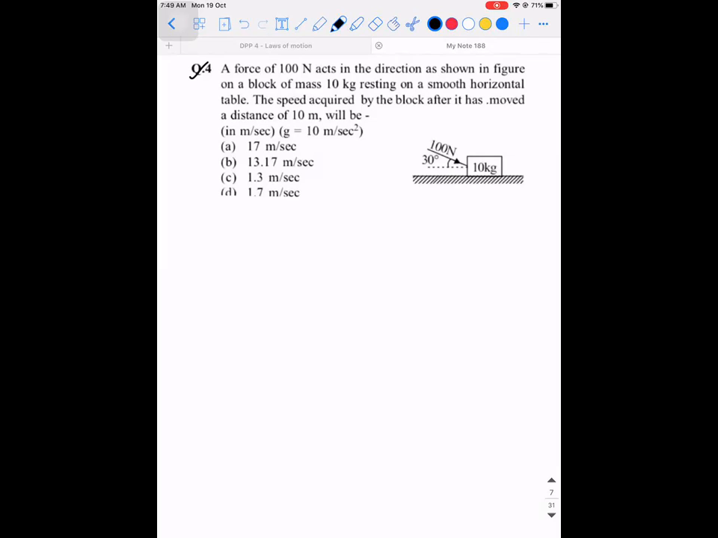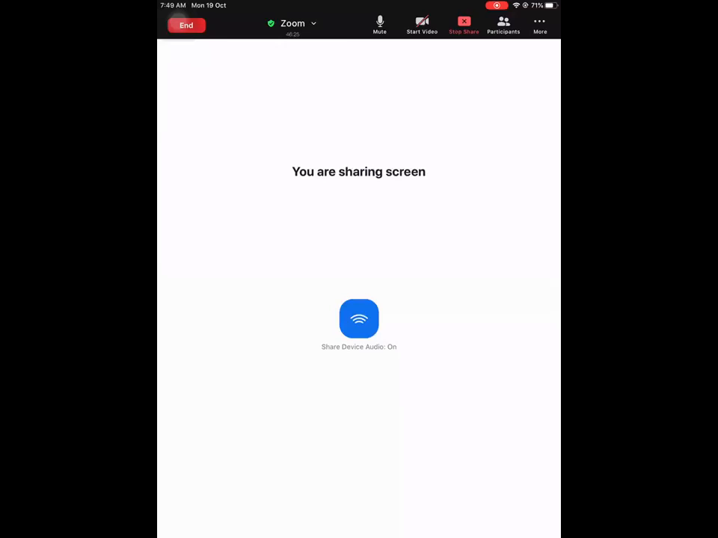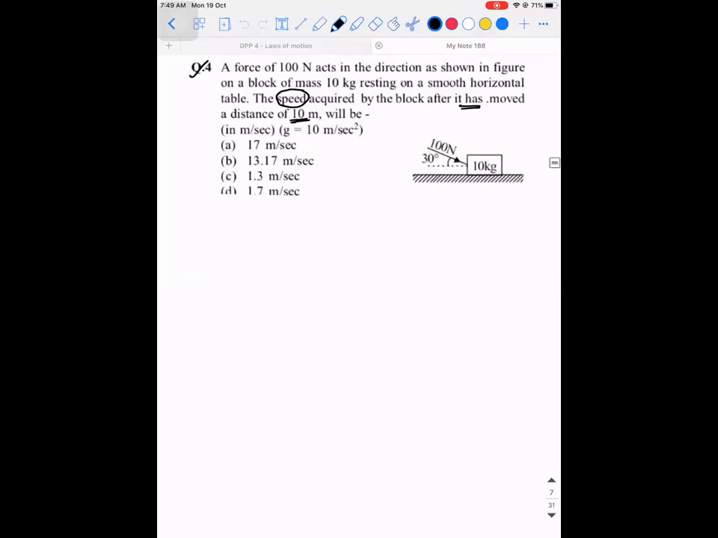So what are they asking? The speed, the velocity acquired by the block. The reason why they use speed is because it's going to be in the same direction. Direction is not changing. Acquired by the block after it has moved a distance of 10 meters. So how to solve this?